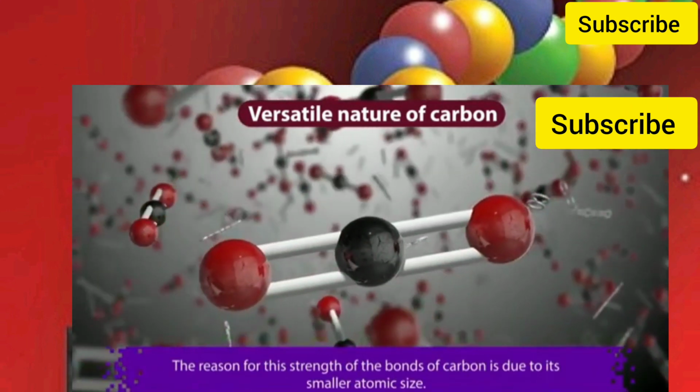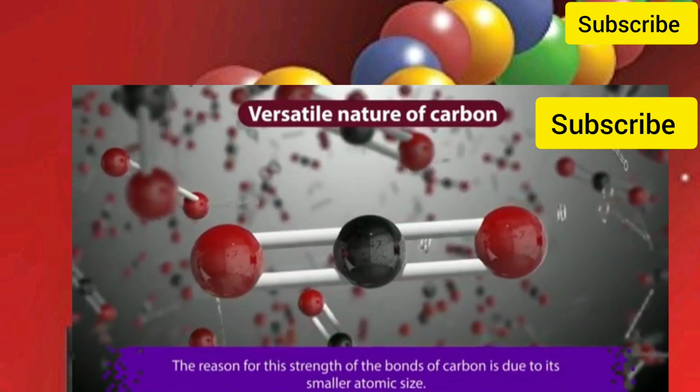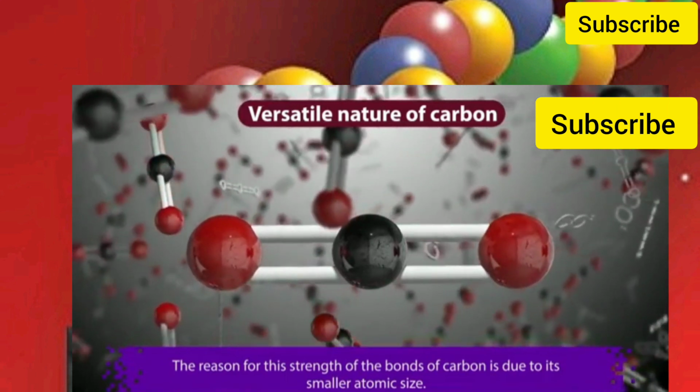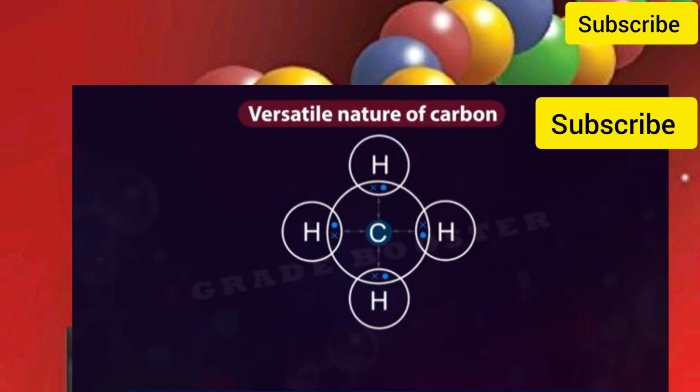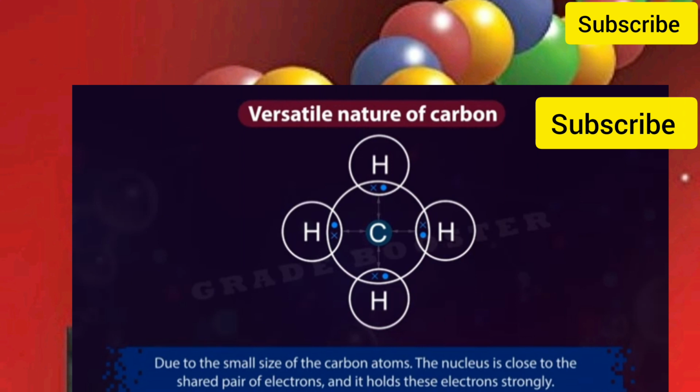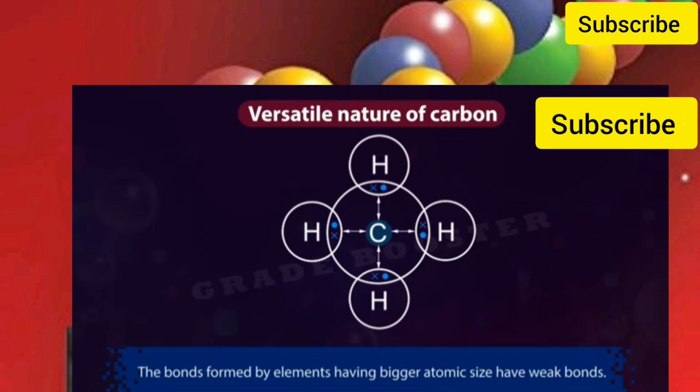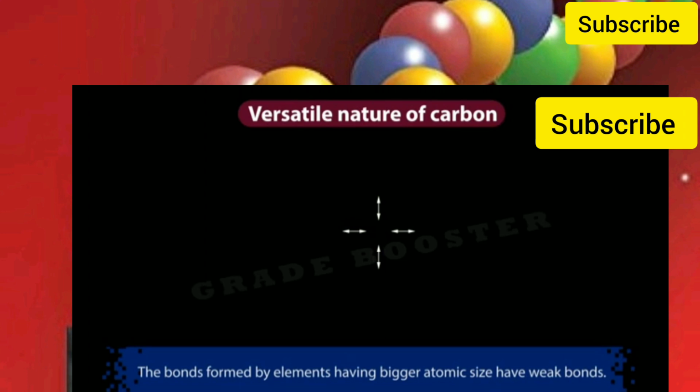The reason for the strength of the bonds of carbon is its smaller atomic size. Due to the small size of the carbon atoms, the nucleus is close to the shared pair of electrons, and it holds these electrons strongly. The bonds formed by elements having bigger atomic size are weak. So these are the reasons for the versatile nature of carbon.